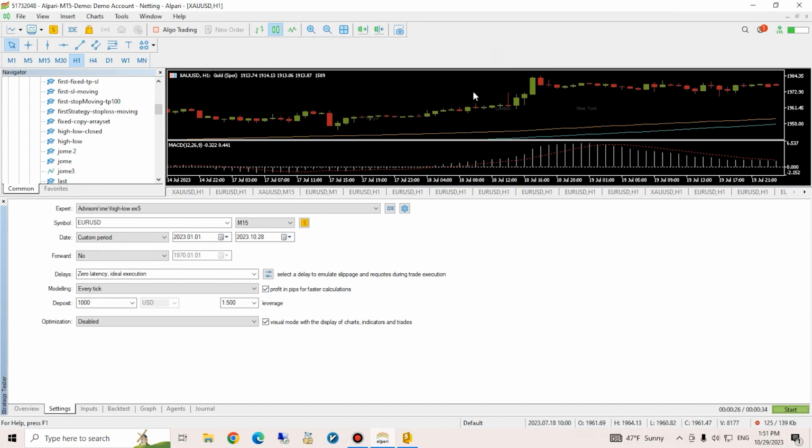So I will test the first strategy. Once the price goes above the highest price of yesterday, we open a buy position, and as soon as the price goes below the lowest price of yesterday, we open a sell position. And we have 300 points stop loss and take profit. I will test it for Euro 2023.